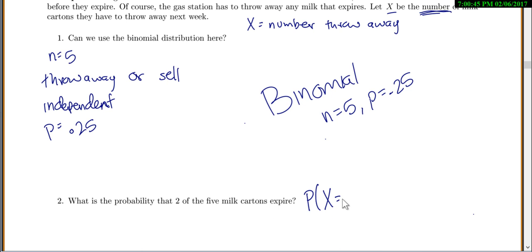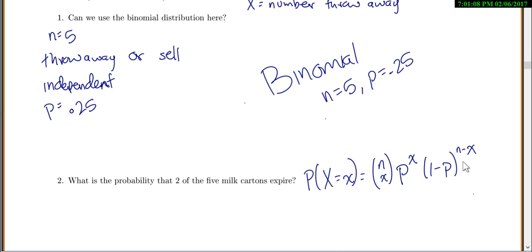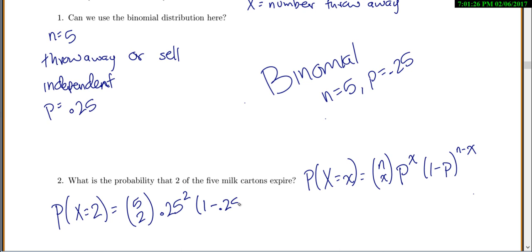First, let's write down our formula, because I'm sure you haven't memorized it yet. The probability that x equals some specific number will be n choose that specific number, times p, the probability of success, raised to the power of how many successes you want, times 1 minus p, the probability of failure, to the n minus x, because that's the number of failures that you're looking for. Now the probability that x equals 2 would be, n is 5, so 5 choose 2. My probability of success is 0.25, and I want to get 2 successes. And then 1 minus 0.25 would be my probability of failure.